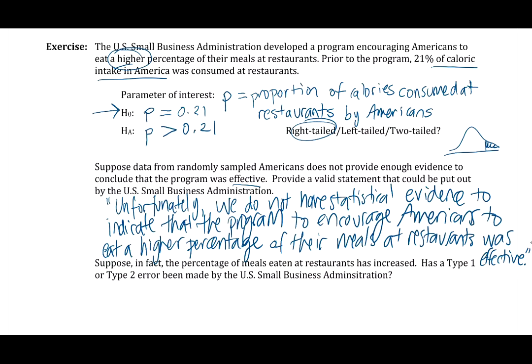All right, and then last one here, suppose in fact that the percentage of meals eaten in restaurants has increased. See what we just did there? So what if really the alternate hypothesis was true? Then has a type 1 or a type 2 error been made by the U.S. Small Business Administration? Yeah, so if the percentage of caloric intake at restaurants has actually increased, then the alternative hypothesis is true. And when we make the error of failing to reject a false null hypothesis, we've committed a type 2 error. So the error of failing to reject the null hypothesis and deciding that the program was not effective, when really it was effective and the percentage of meals at restaurants has increased, that is a type 2 error.